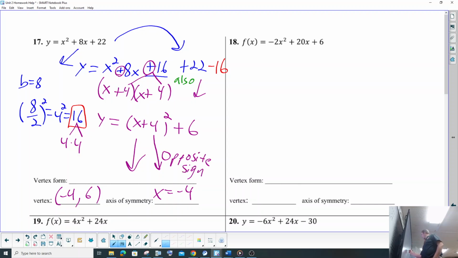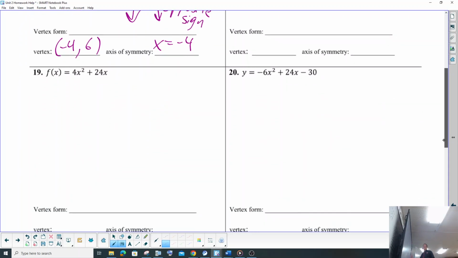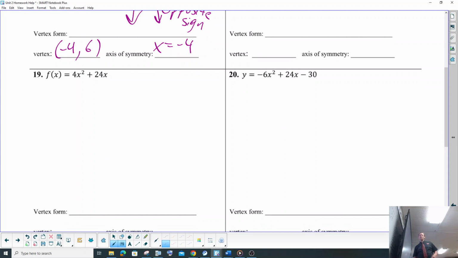Okay, so the real question is, when we're completing the square, what if we have an a value that's too big? What if the a value is not equal to 1? For example, number 18, number 19, number 20. Yeah, so you might have to pull that number out, divide it out, and stick it on the outside. That'll be your narrower, wider number.